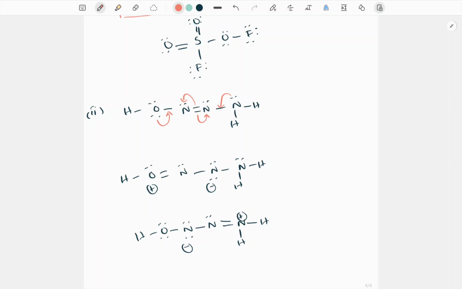Here the positive charge is present on nitrogen, here it is on oxygen. Out of these two, the electronegativity is higher in oxygen. Therefore, the unstable one will be the positive charge on oxygen rather than nitrogen. Therefore, this will be the unstable one.